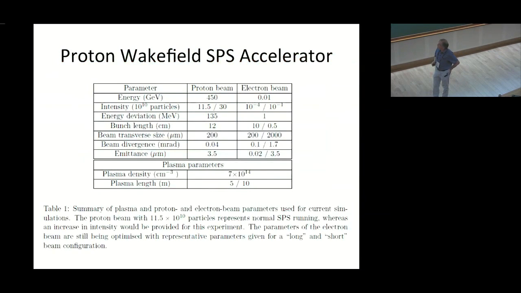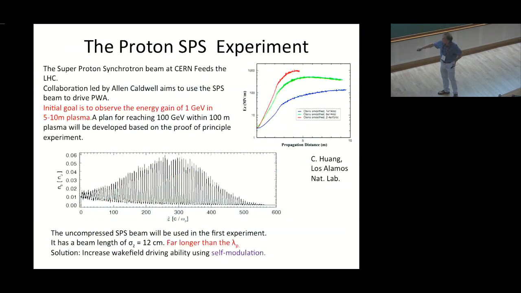I won't go through this. We can talk about that later since time is pressing. We'll go through the parameters later. But basically, you end up breaking the beam up into beamlets, and each beamlet drives a plasma wave. And so far, they've been able to put the beam through, but they haven't actually accelerated any particles.